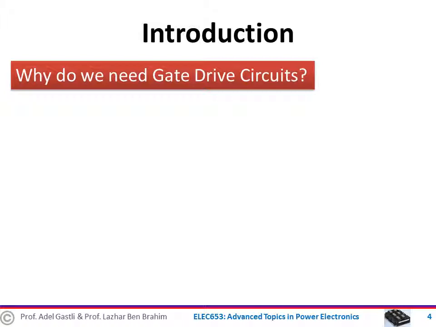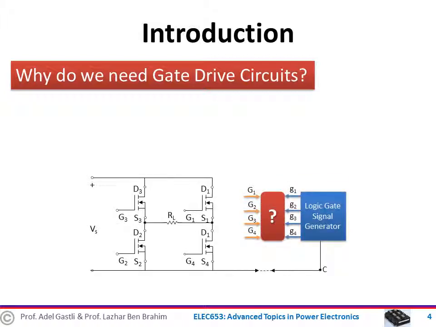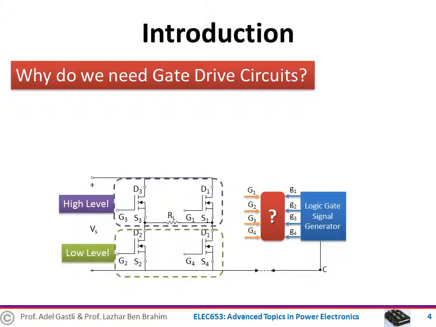A second answer to this question is related to high and low level switch combinations, which we are going to explain a bit through the following example. This figure shows a typical bridge converter which has 4 transistors. As you can see here, there are 2 transistors connected on the high level side and 2 others connected at the low level side. In a circuit like this one, where we have high and low level transistors, it is not possible to connect the output of the logic gate signal generators directly to the gate of the transistors.